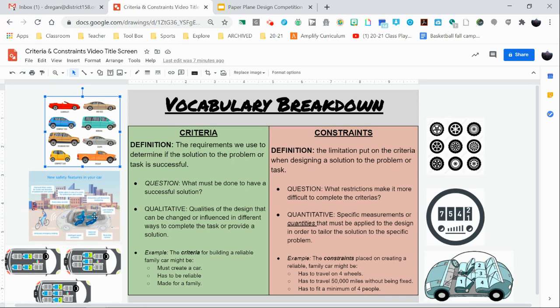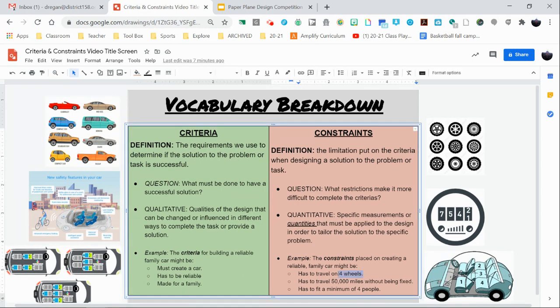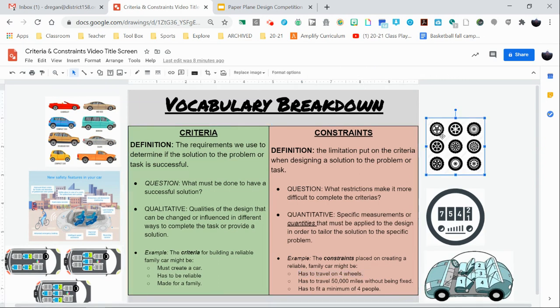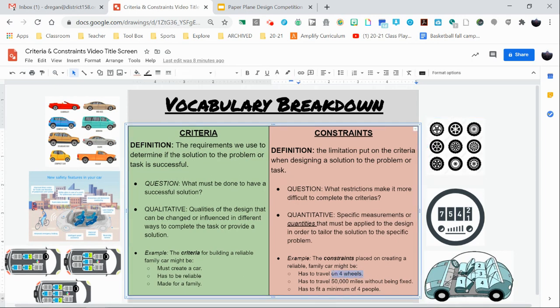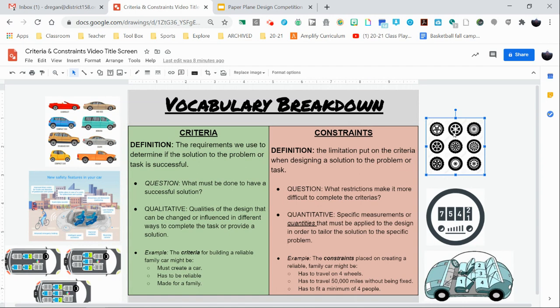So now let's look at it from the constraint perspective. So maybe some constraints that are placed on the creation of your car might be, well, it has to have 4 wheels, okay? You can't create a 6-wheeled or 3-wheeled car. Okay, it has to be 4 wheels in order to be considered a car. So your constraint is 4 wheels, okay, this makes it a constraint. There is a level to this that is also a criteria. So you need to have 4 wheels, but those wheels can be different. So again, the 4 wheels makes it a constraint, but the type of wheel you use makes it a criteria.